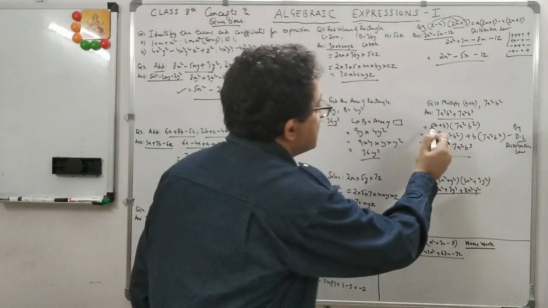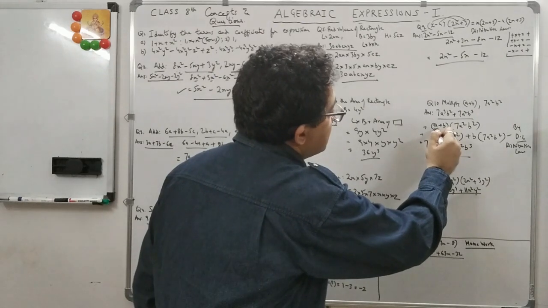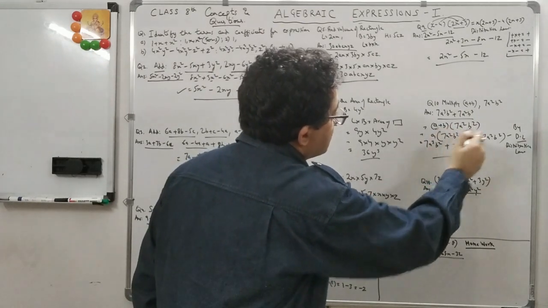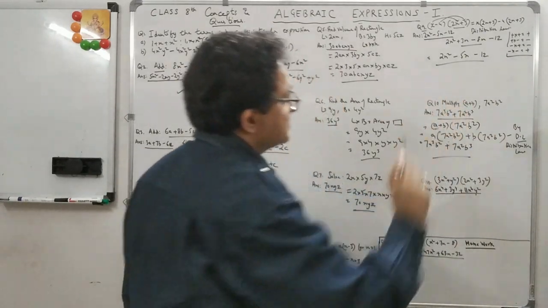Each term will be, this first will take this term a, and put this whole with this plus sign, and then b term again whole of this here. Simple. This is the distributive law.